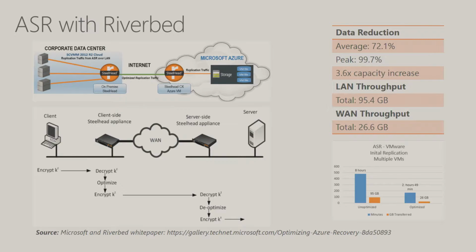As we talked about, we have worked with Riverbed to do extensive testing with ASR replication and Riverbed, and the results are pretty promising. You can get 72% average compression, and there's a joint white paper published by Azure Site Recovery and the Riverbed team to enable replication from on-prem to Azure.